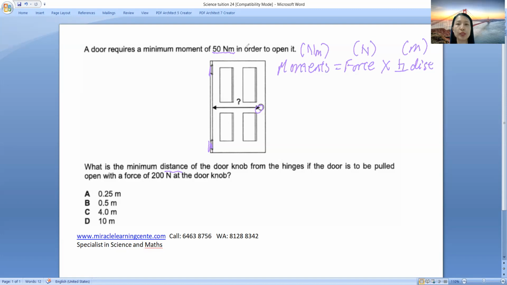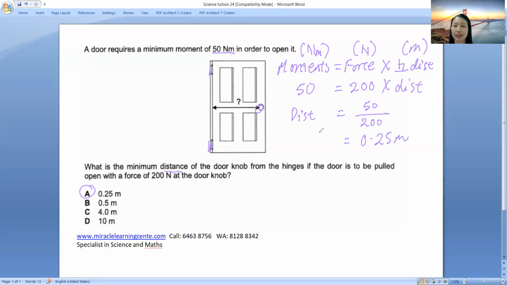So we are given the moments of 50 Newton meter. And the force is actually 200 newtons. And we need to find the minimum distance. Okay, so to find the distance is actually 50 divided by 200. So that's actually 0.25 meters. Hence, the answer is A.